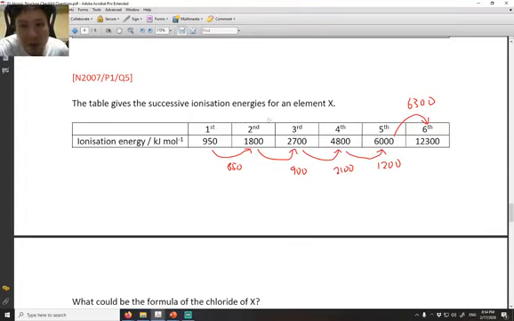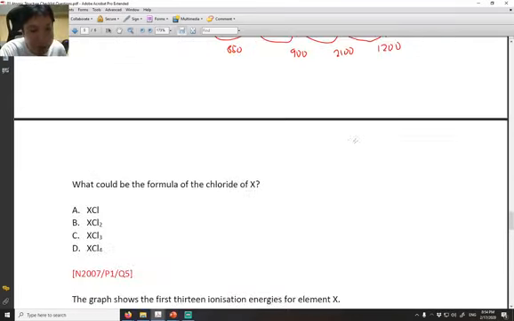Since there's 5 electrons in the valence shell, we will know that the group number of this element is group 5. And what could be the formula of the chloride of X? Since it's in group 5, it will be XCl3. Okay, so I understand that we haven't learned bonding yet, but from your secondary school chemistry, if you are in group 5, you are non-metal.